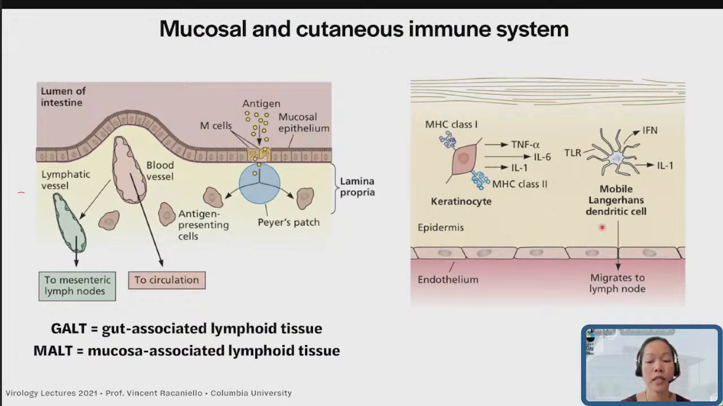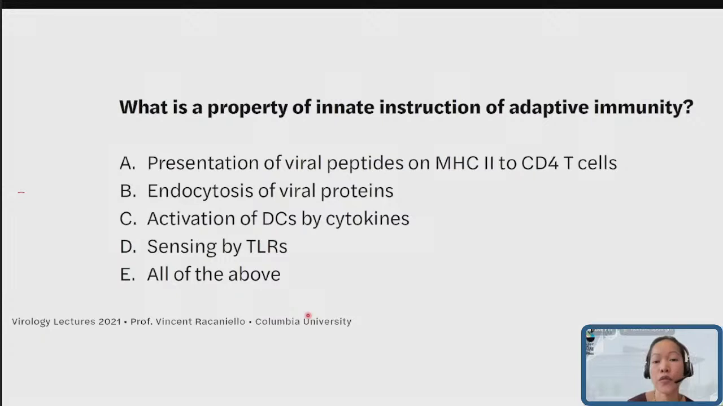So what is the property of innate instruction of adaptive immunity? As a first, it's used for presentation of viral peptides and MHC class 2 to CD4 T cells, endocytosis of viral proteins, activation of dendritic cells by cytokines, sensing by TLRs. So actually the answer is all of the above. So sensing of TLRs, nagkakaroon ng trigger para magkaroon ng stimulation ng adaptive immunity. Kapag nagkaroon ng activation ng dendritic cells, usually once it identifies cytokines and nagpo-produce ng cytokines, nagkakaroon din yun ng stimulation adaptive immunity, viral peptides, and MHC. So all of the above.